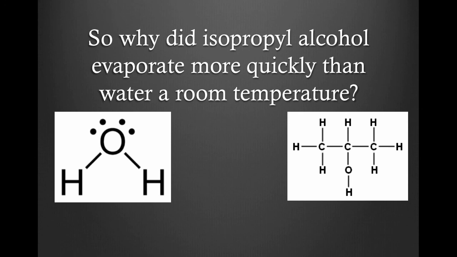So going back to our original video, I want you to apply what you've learned about intermolecular forces, both the dispersion force, the dipole-dipole attraction, and the hydrogen bond, and see if you can come up with an explanation for why it is that isopropyl alcohol, which is the structure shown on the right, had a much higher volatility at room temperature, which means it evaporated first. It has a higher volatility than water. And we'll discuss it when we meet next.